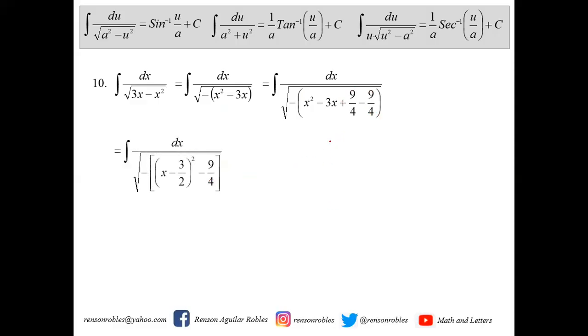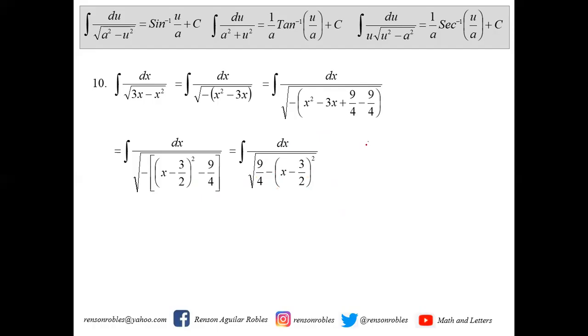And then, since we applied completing the square, you know that the first three terms exhibit a perfect square trinomial whose factor is x minus 3/2 squared. And then you just copy that -9/4. The next thing you need to do is to distribute this -1 to each term inside, leading us with dx all over the square root of 9/4 minus the quantity x minus 3/2 squared.